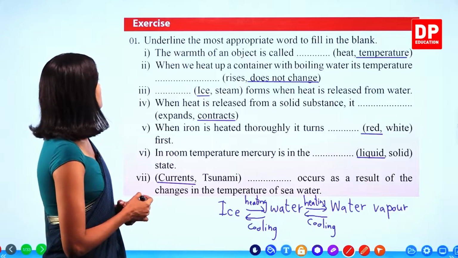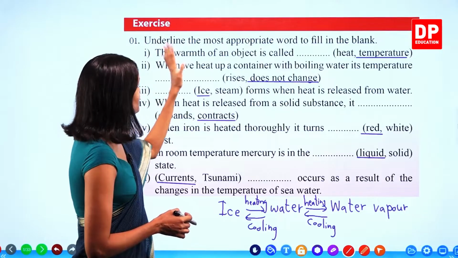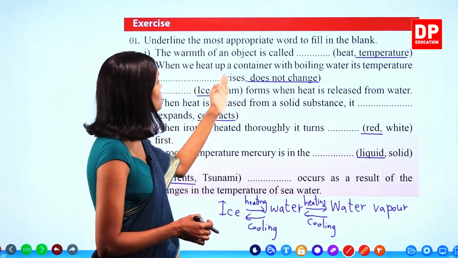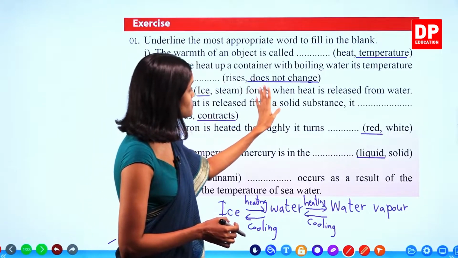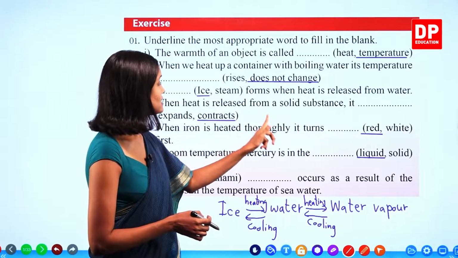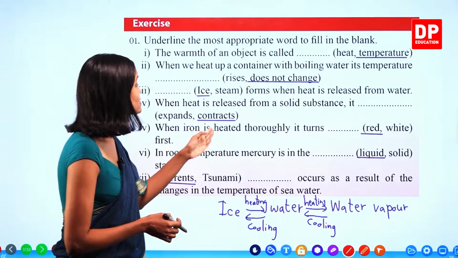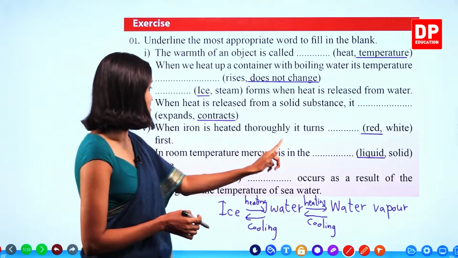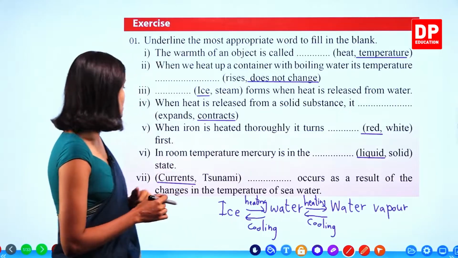Okay. The warmth of an object is called temperature. When we heat up a container with boiling water, its temperature does not change. Ice forms when heat is released from water. When heat is released from a solid substance, it contracts. When iron is heated thoroughly, it turns red first. In room temperature, mercury is in the liquid state. And currents occur as a result of the changes in the temperature of seawater. Right? We'll move on to the next.